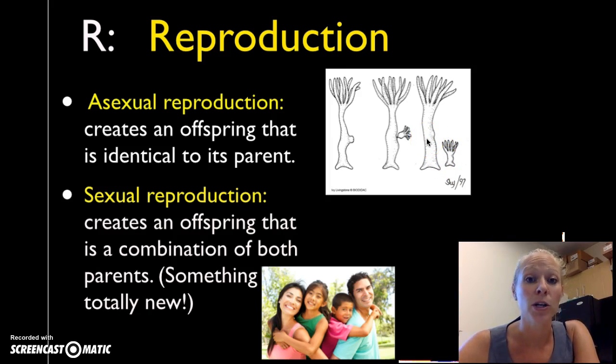The other type of reproduction we're going to talk about is sexual reproduction. And that's when you have a mom and a dad, and they combine their DNA, and they create something genetically brand new, something different. And that's sexual reproduction.